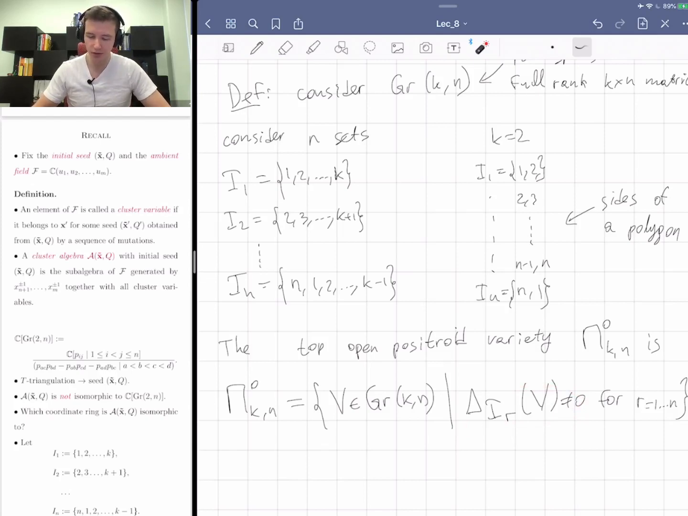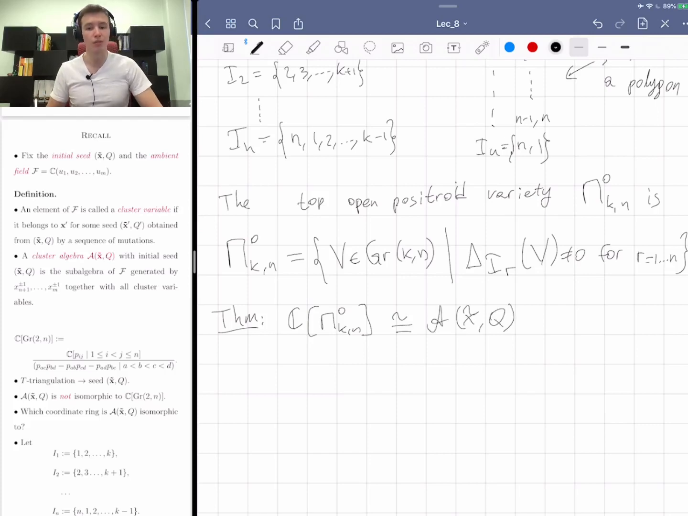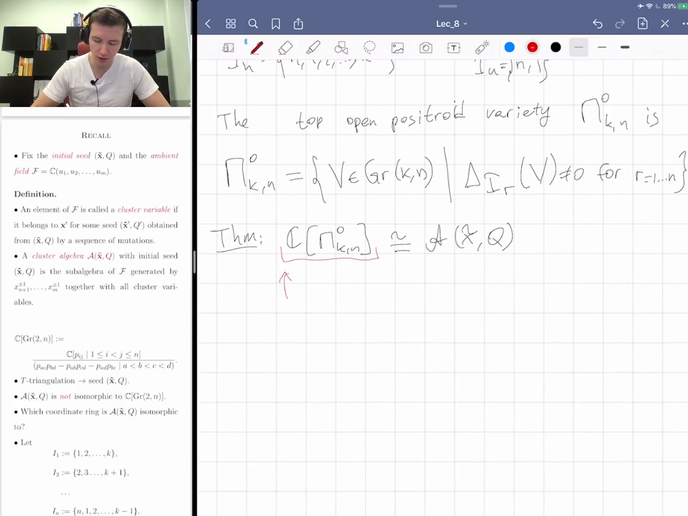And so then the theorem, which is an easy consequence of, so last time I explained that if you forbid the inverses of frozens, then you get the coordinate ring of the Grassmannian, and from here it's not hard to see that the coordinate ring of pi kn is isomorphic to the cluster algebra corresponding to a triangulation, where the coordinate ring of this is just, you just add inverses of these Plücker coordinates to the generators.